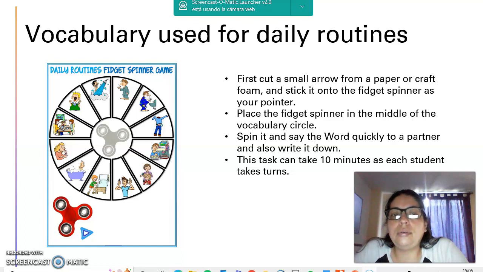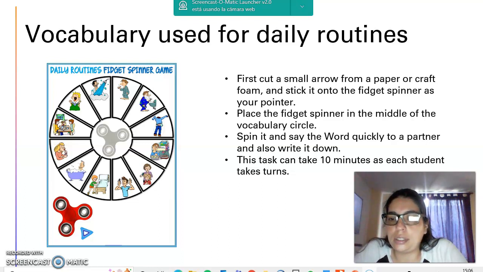So here what they do is they have, by the way, this activity can be applied for students of Básica Elemental, Básica Media, or Básica Superior, or adults. It doesn't matter because we all have daily routines. So we're not exempt from this activity. Age does not matter in this case.